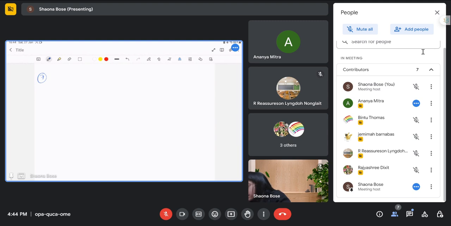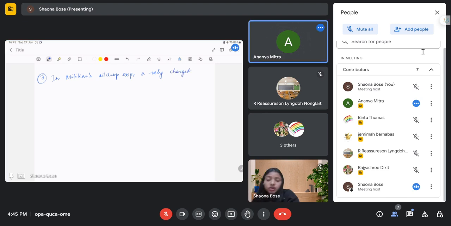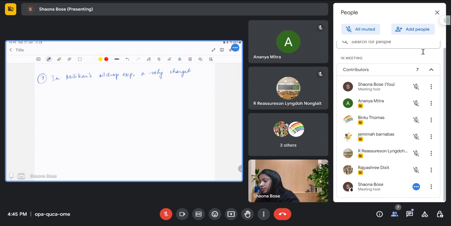So again, in Millikan's experiment, you have a negatively charged oil drop of mass 3 into 10 raised to the power minus 14 kgs. If you don't understand my handwriting, please let me know.